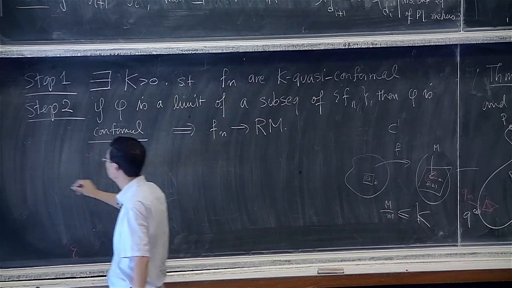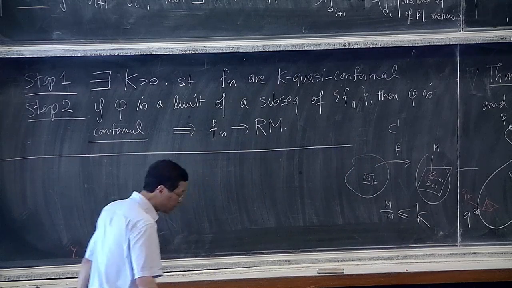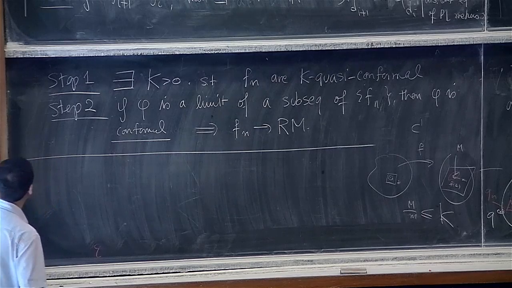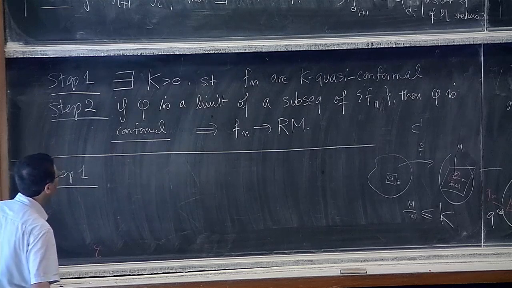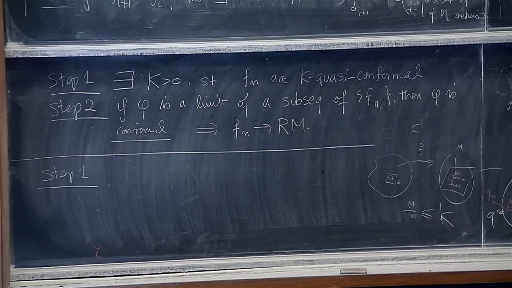So let me tell you how Rodin-Sullivan proves the first step. The first step is relatively elementary, and the second step is more complicated. So step one, to show these Fn's are quasi-conformal: they are all piecewise linear maps. So these Fn's now send a regular triangle to some Euclidean triangle like this. And the image triangles are all built out of this circle packing. So these are all coming out of the circle packings, right?